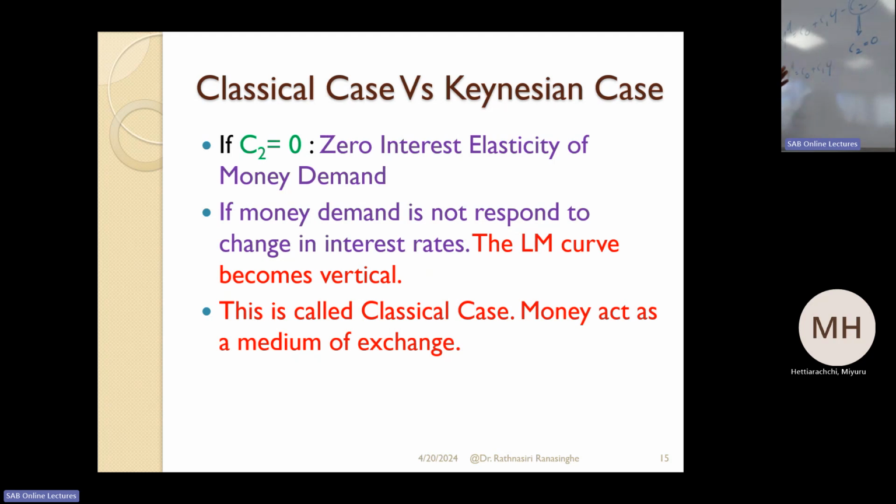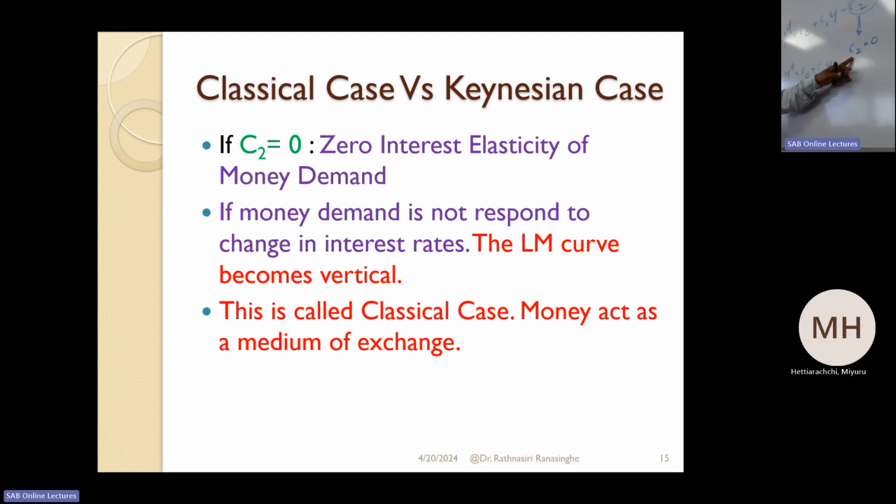So that is the classical economics. They believe money acts as a medium of exchange. Money has a neutral role in the economy. There is no role played by money in determining output or employment. Money is not responsible for determining the output. That is the classical argument. So the neutral role of money is explained by this money demand function.